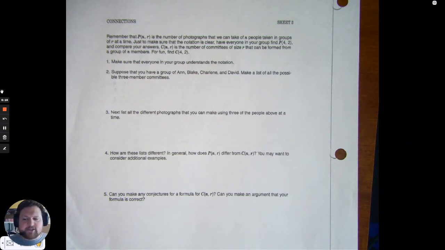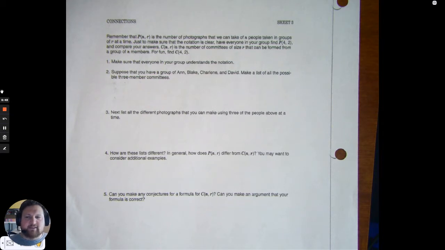We have our photo notation, where N stands for the total number of people in the group and R stands for the number of people we want in the photo, right? And then P is the photos, and C is the committee members. So in the photo, it matters the order in which they stand, whereas in committee members it doesn't matter where the person's sitting per se.